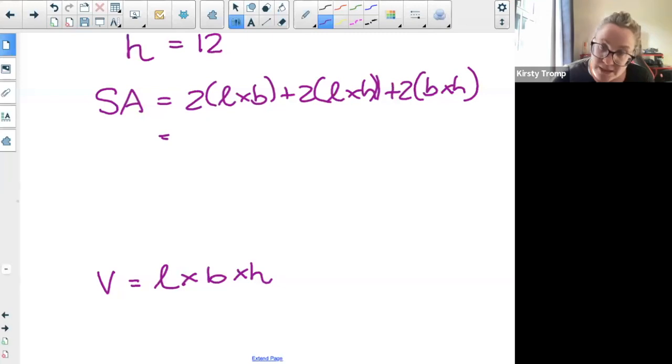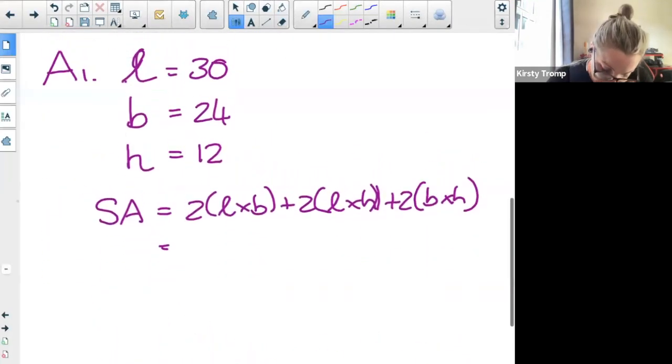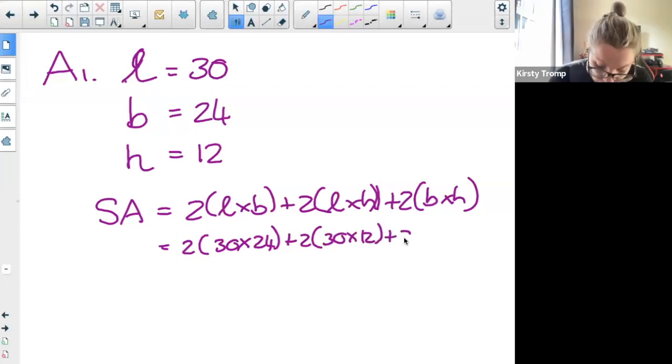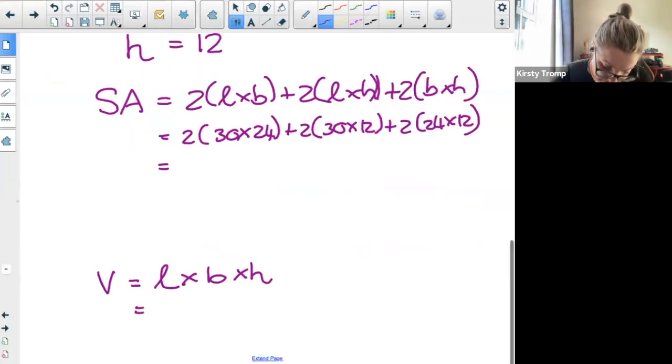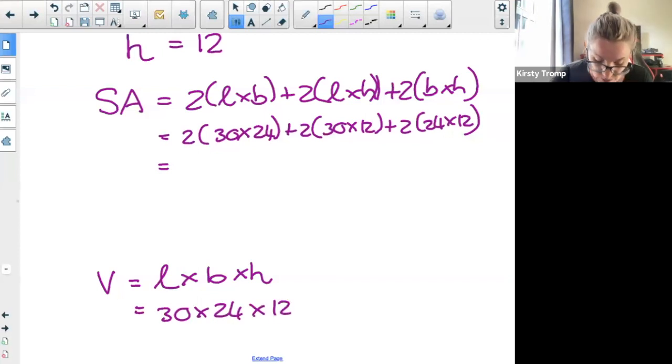While you're busy calculating, I'm going to put the numbers in for you. So I've got 2 open brackets 30 times 24 plus 2, 30 times 12 plus 2, 24 times 12. And here, I've got 30 times 24 times 12.